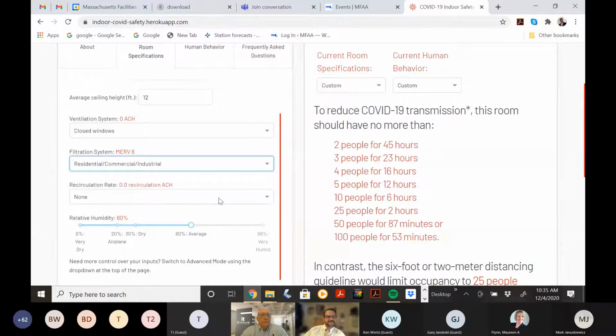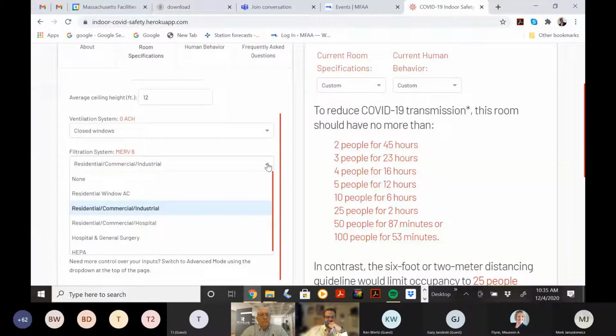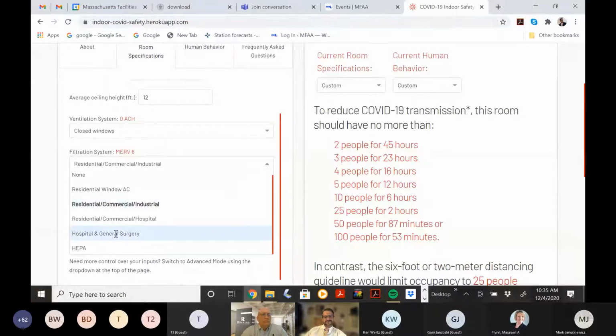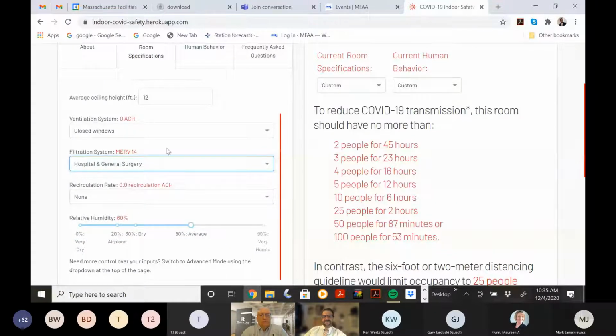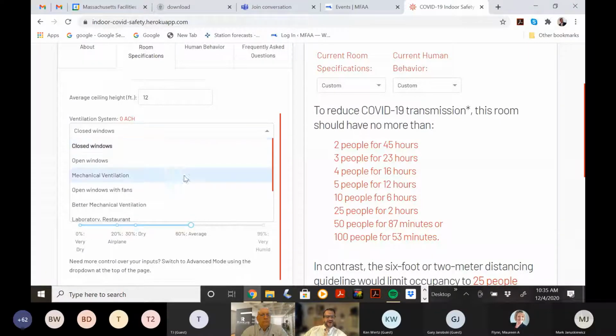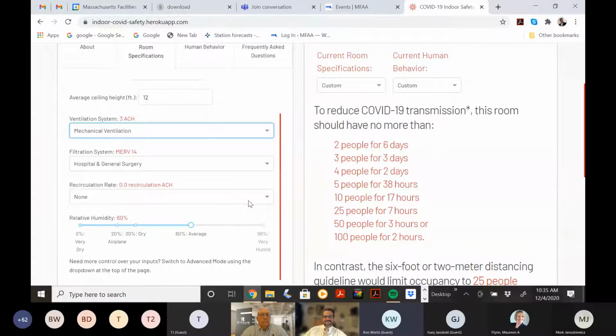Now, for example, if you click on filtration system, I think that's MERV 6, click on that drop down box and go to the hospital general surgery, which gives you MERV 13 or 14. It gives you MERV 14, yep. And then you change the air changes per hour, which is the closed windows, to mechanical ventilation. And so you'll see that by using this, you can figure out for any room inside the facility what needs to be done.